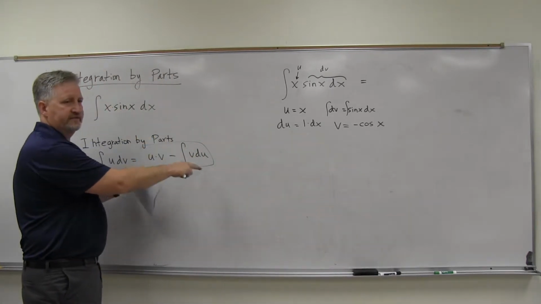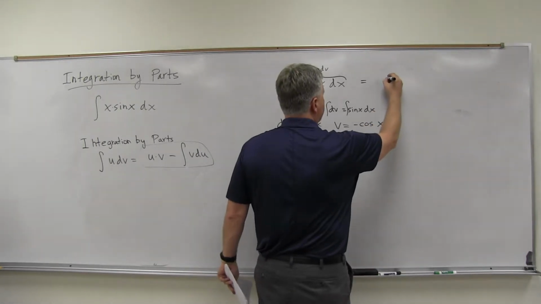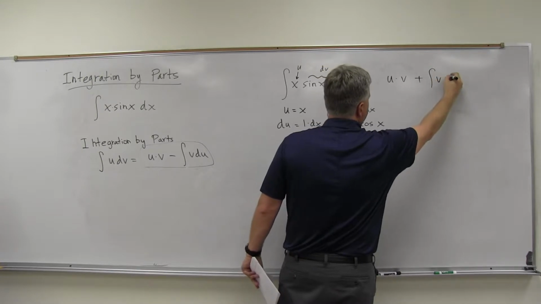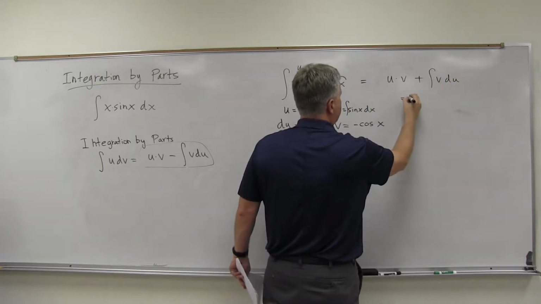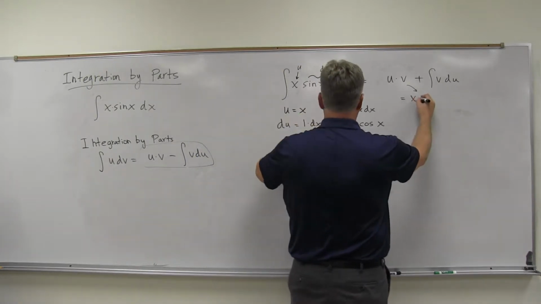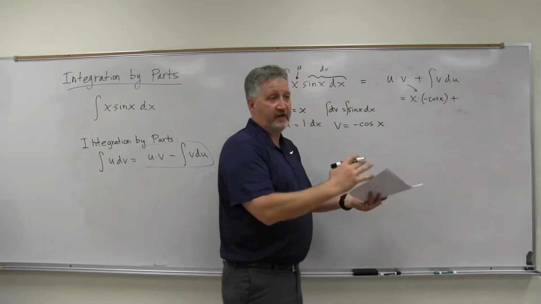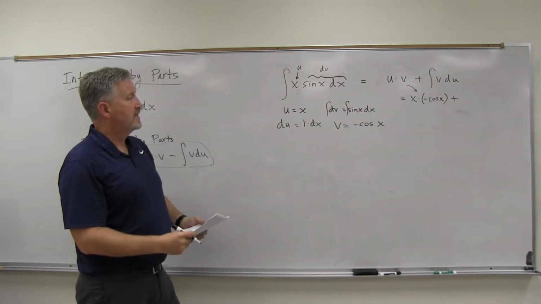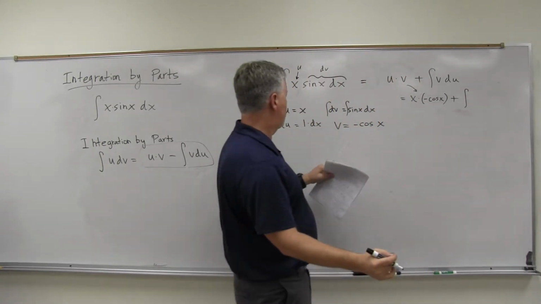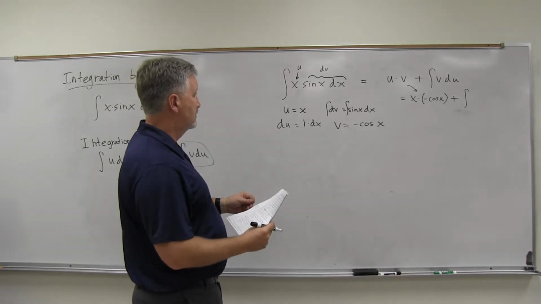Once you've got those, we're just going to plug them into this formula. We're going to set up u times v, and then the integral of v du. Well, u is x, v is minus cosine of x. Pretty easy, just combine those two together. Then we have another integral now. Isn't it minus? Is it minus the integral of v du? Yes, thank you.